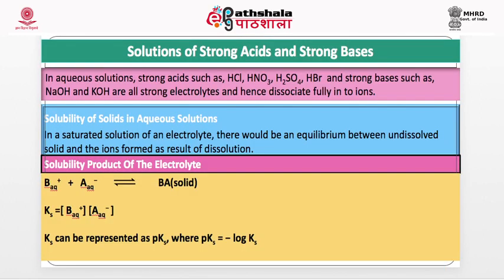Solutions of strong acids and strong bases. In aqueous solutions, strong acids such as HCl, HNO3, H2SO4, HBr, and strong bases such as NaOH, KOH are all strong electrolytes and hence fully dissociate. So you can take them as fully dissociated, and their concentration will give an equal amount of hydrogens and the anions.